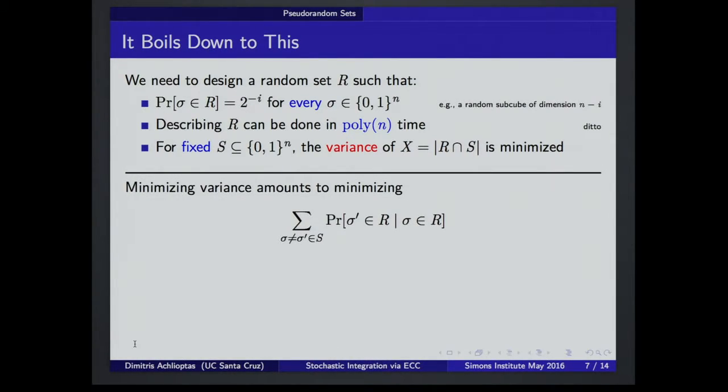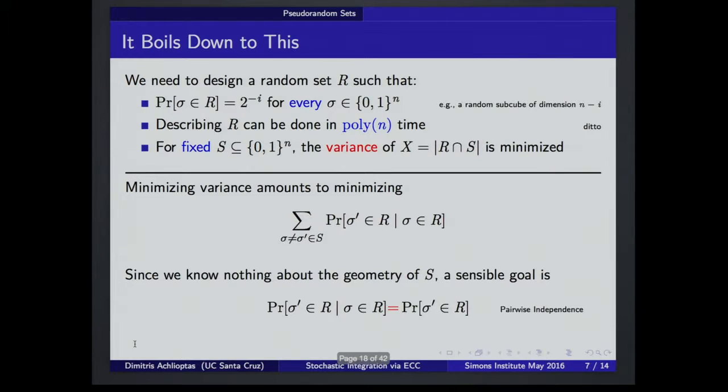It turns out that to minimize the variance, the quantity that you need to control is the sum over all distinct elements of the unknown set S of the conditional probability that sigma prime belongs in our random set, given that sigma belongs in our random set. So there is a set S, you take any specific element in it, and then you say, okay, now I reveal to you that my random set selected this. What does this imply for the probability that some other element of the set, sigma prime, has also been selected?